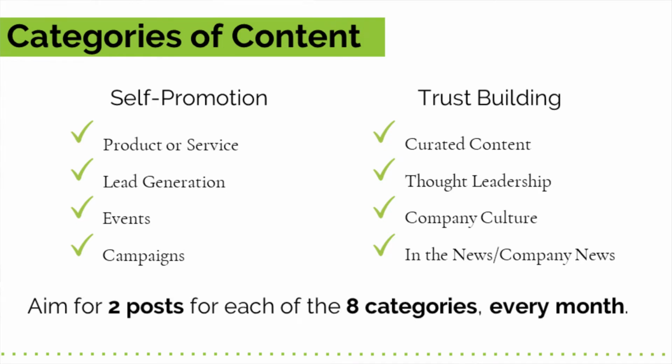You should aim to have 2 posts for each of the 8 categories every month. Following this strategy and format makes it easy to create a good mix of content month after month. Set aside an afternoon or 2 at the end of the month and create your social media posts for the following month. This will alone save you hours every week.